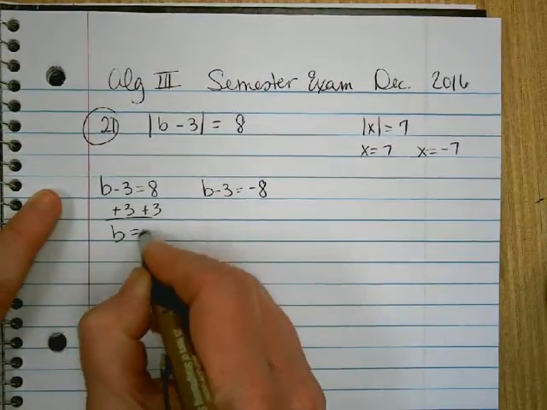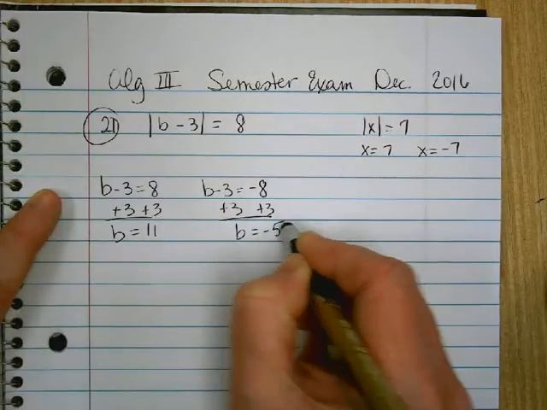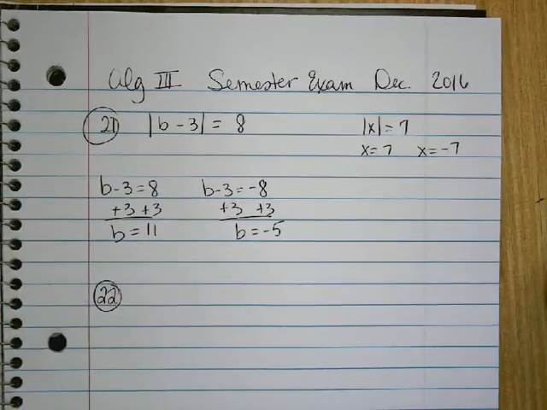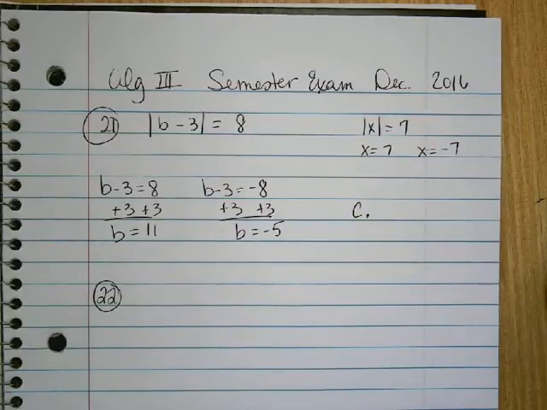B is 11, or b is negative 5. So which answer choice is that? It is answer choice C, on number 21.